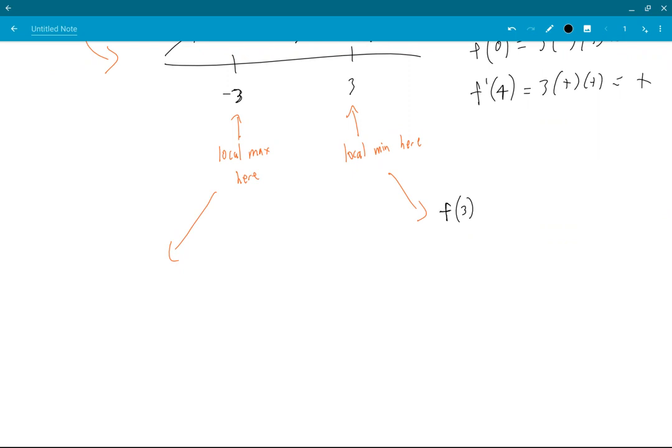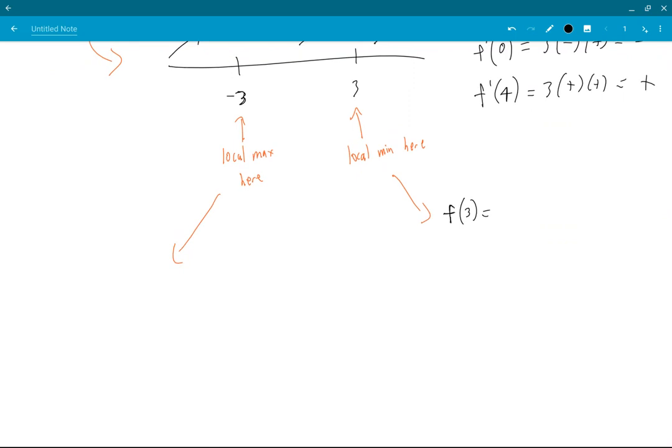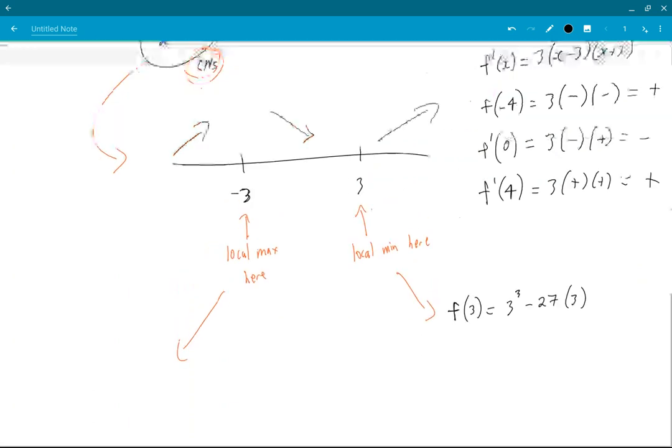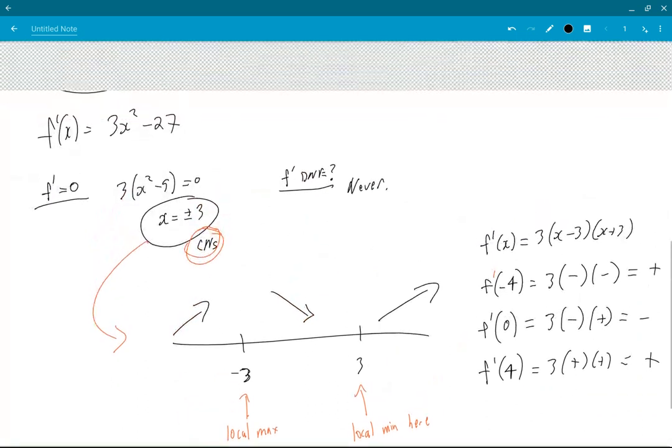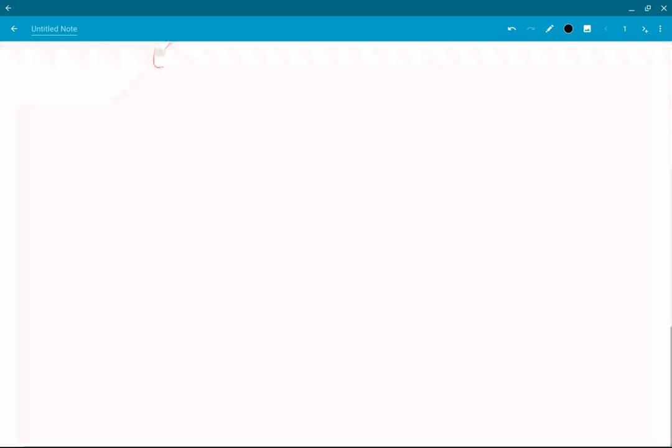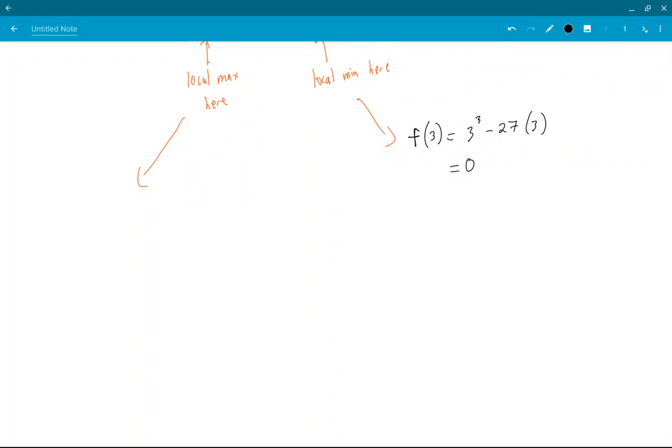Okay, f of 3 is x cubed minus 27x, right? If I'm not mistaken. Let me just double check that. X cubed, yep. Okay, where was I? So I get 81 minus 81, which is 0. Okay, so local min at x is 3, y is 0.